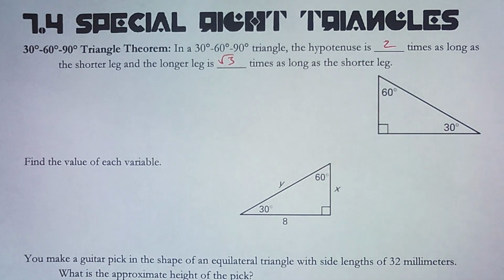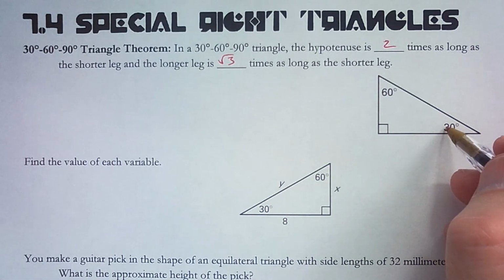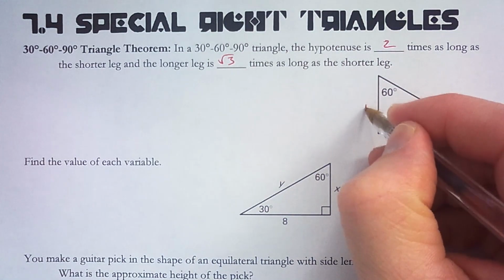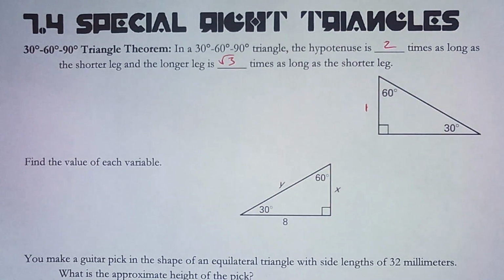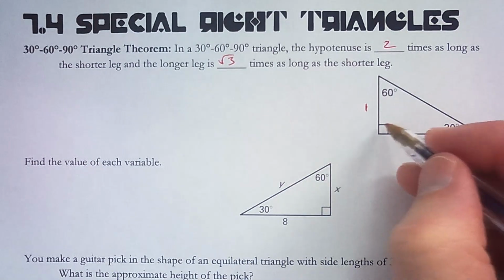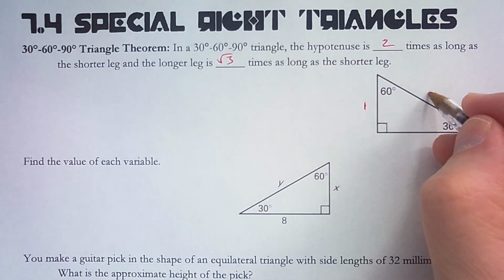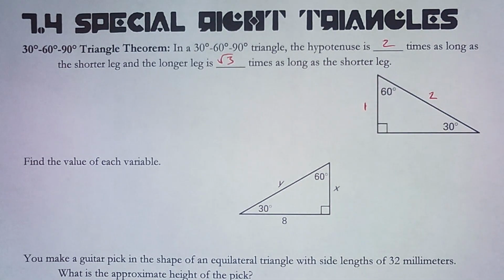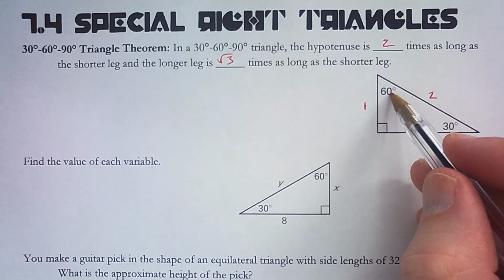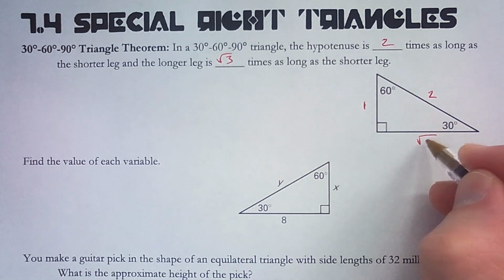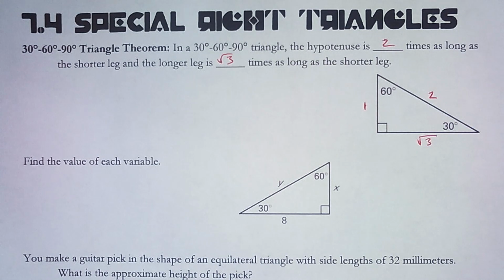Okay, so here's how this looks. The shorter leg has to be across from the 30, and that is going to be 1. The hypotenuse across from the 90, that's the longest side, that's going to be 2. And across from the 60 is the medium side, and that is the square root of 3.